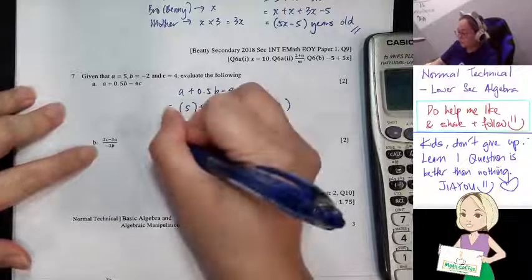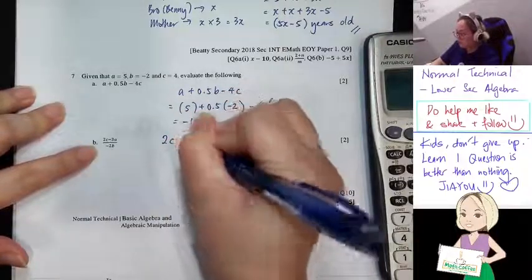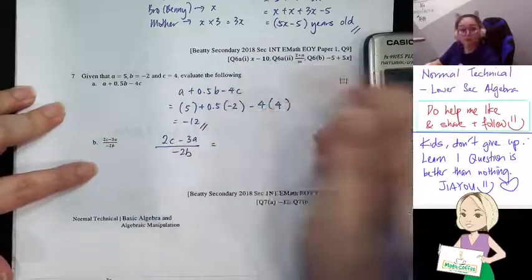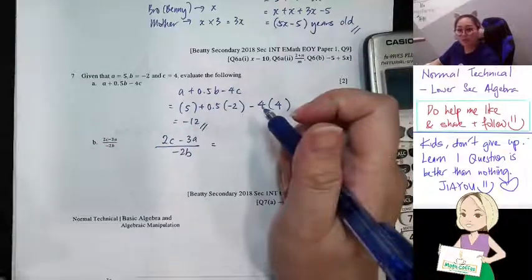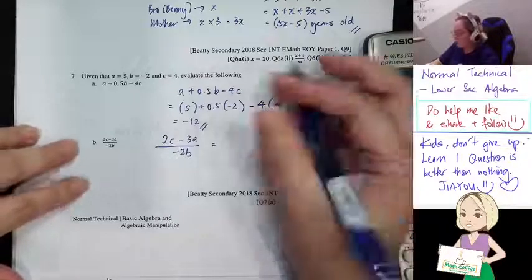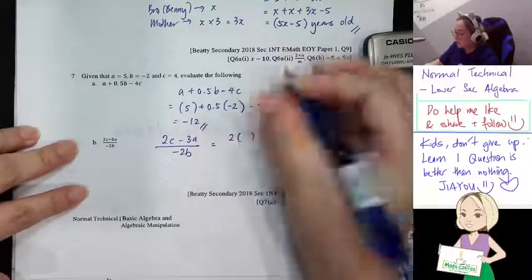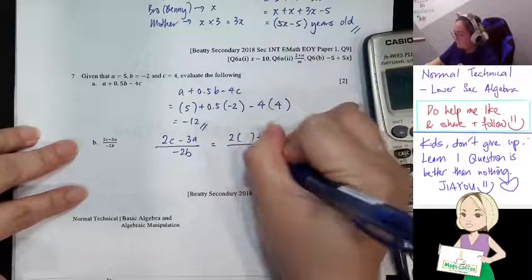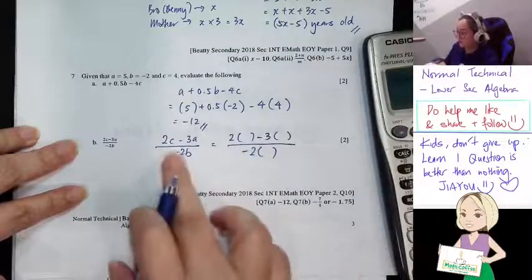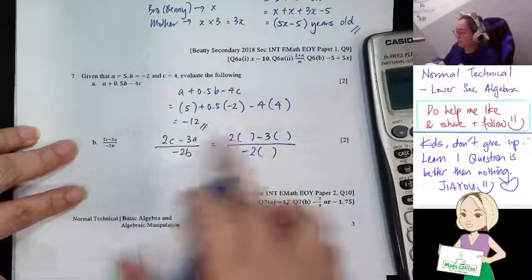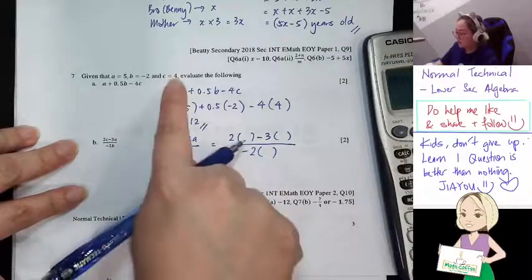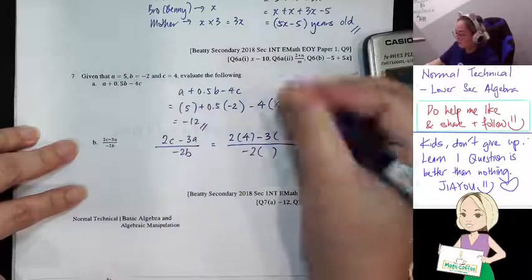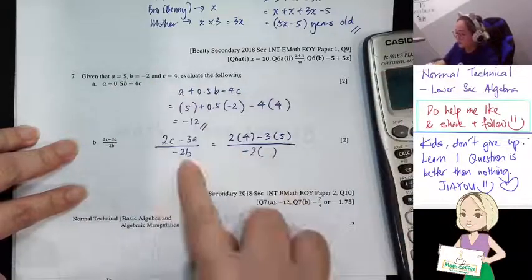This one. So this is 2C minus 3A over minus 2B. So what you're going to do is replace the alphabet with bracket. So it will be 2C minus 3A over minus 2B. So you see exactly the same. I replace the alphabet with bracket. So again, throw in the number. C is 4. So put in correctly. This is A. A is 5. B is negative 2.